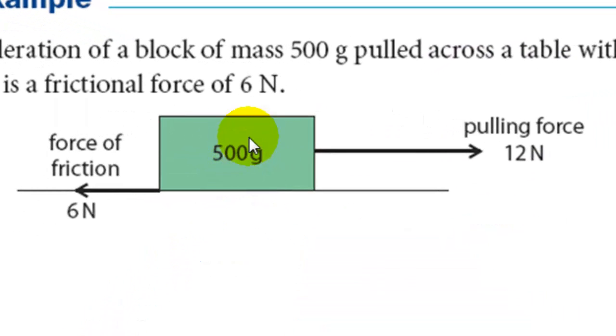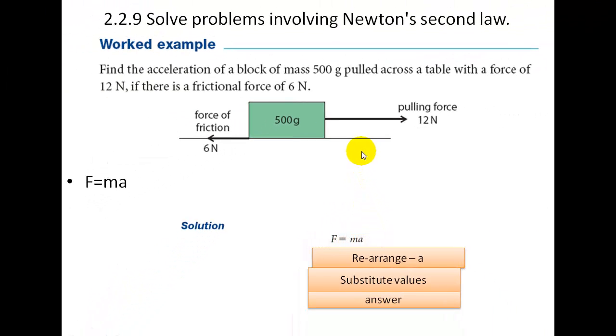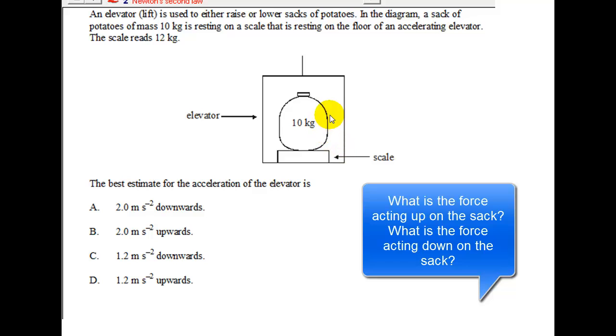We have a problem here. The mass is 500 grams. There's a force pulling to the right, 12 newtons, and a force pulling to the left of 6 newtons. So you have to find out what is going to be the acceleration. Pause. Notice that here it says to the right, because acceleration has direction. Acceleration is a vector.